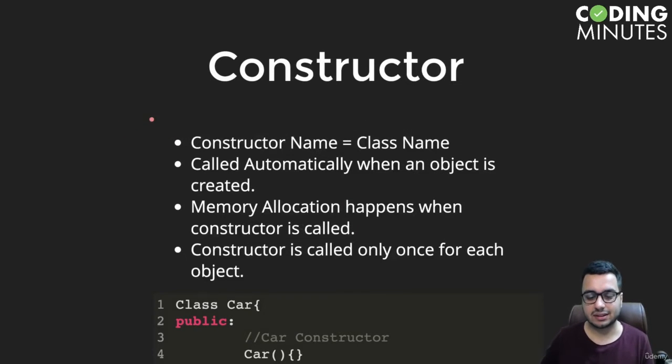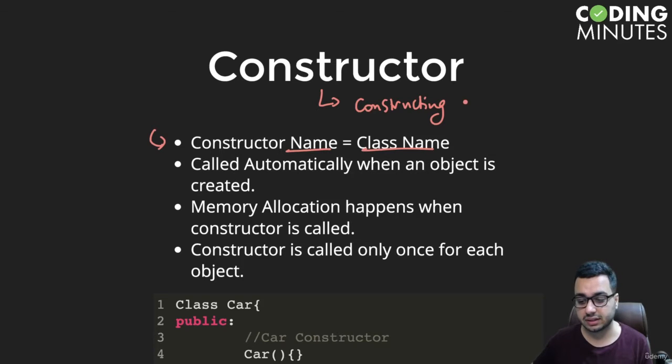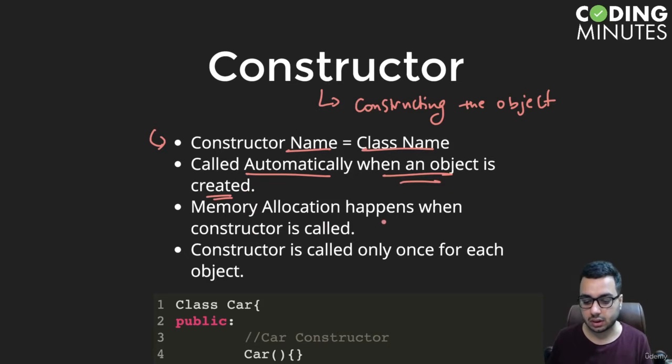So basically, a constructor is a special method whose name is the same as the class name. This method is responsible for constructing the object. Right now we have not seen how the constructor is called, but it is called in the code that we have written. It is called automatically when the object is created. Memory allocation also happens when the constructor is called, and the constructor is called only once for each object.